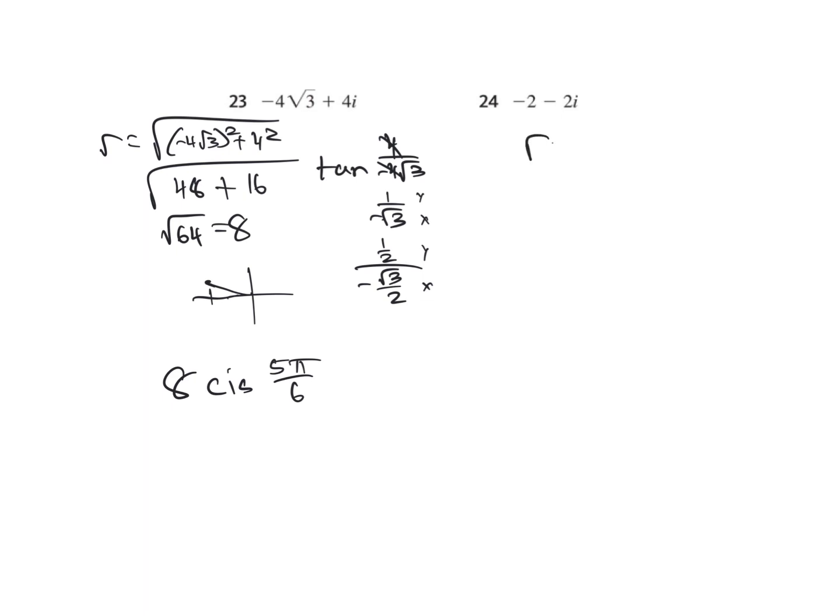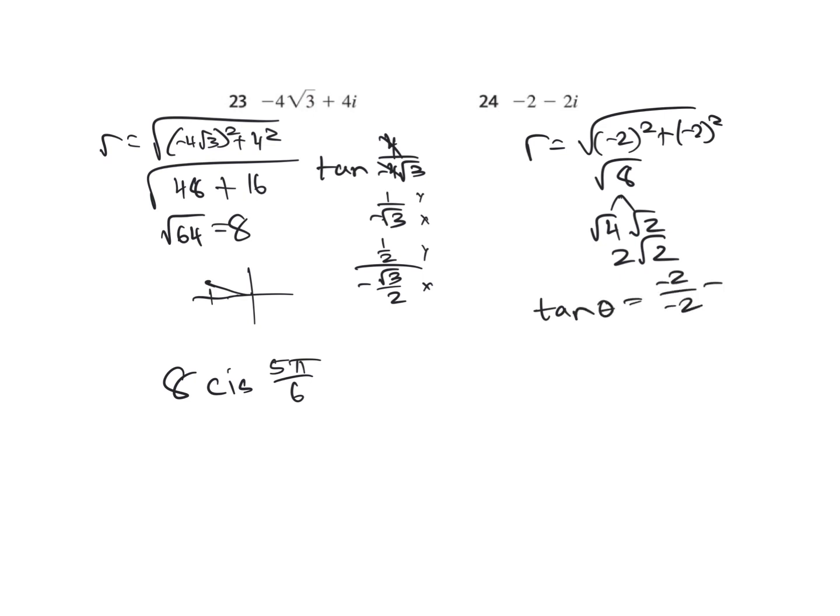Okay, 24. What's your r again? Square root of negative 2 squared plus negative 2 squared. 4 plus 4 is 8. Square root of 8 is square root of 4 times square root of 2, or 2 square root of 2. So what is theta? The tangent of theta is y over x, or positive 1. So where is y over x equal to positive 1? Now hold on. x is negative and y is negative. So that means you're in the third quadrant somewhere. And x and y are the same. So this is going to be 5 pi over 4. So this is your r, 2 square root of 2, cosine plus i sine of 5 pi over 4.